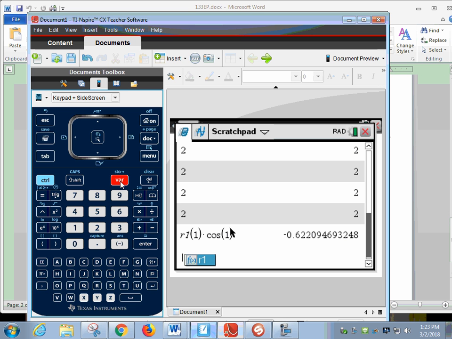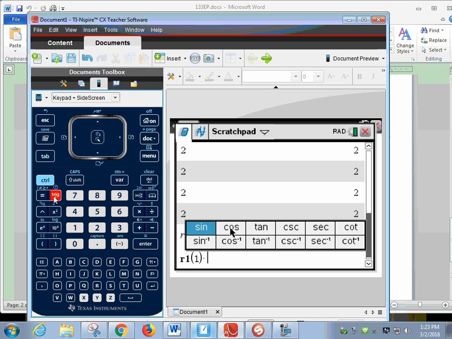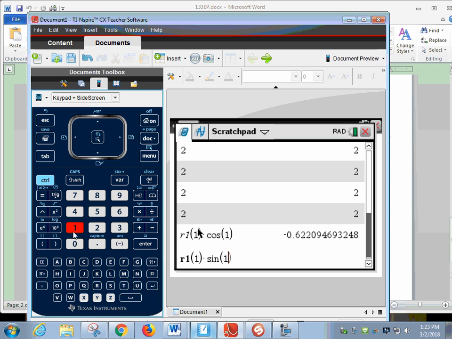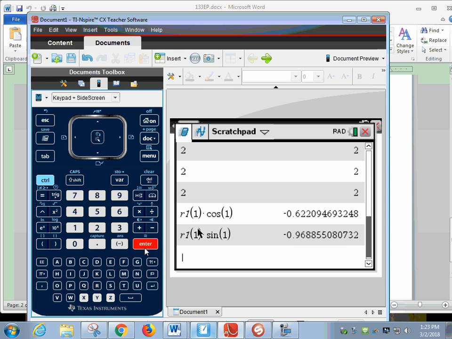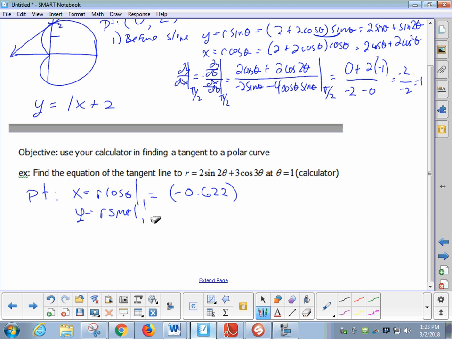Sine 1. Did you get negative 0.968 or 969, whichever you prefer? Negative 0.969. I don't know why I put parentheses around that. Okay? Do we all agree on the point? Why did you do that? Oh, because we're going to do a tangent line, so we need the point of tangency in x and y, not r and theta.